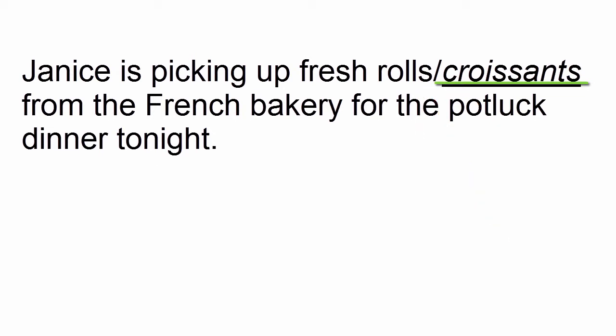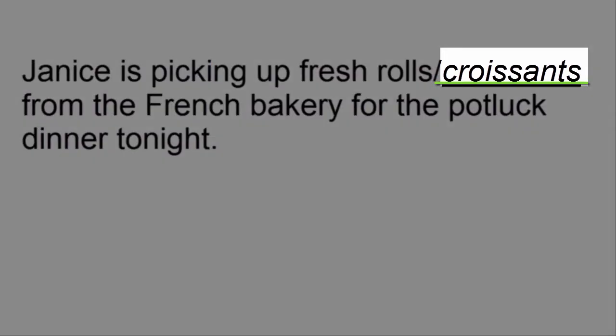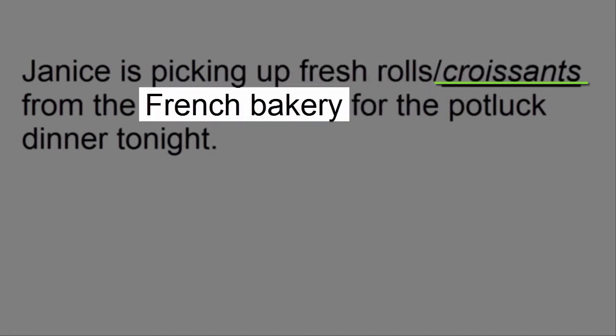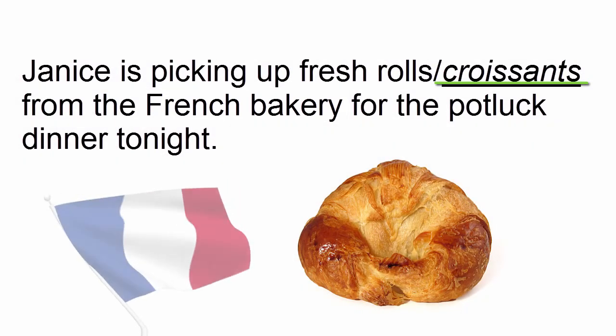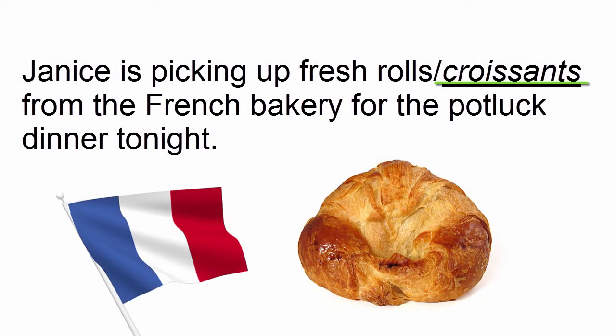Also notice how croissants is italicized. This indicates that it is a word type. The sentence also includes the context clue, French bakery. This helps us see that the word croissants is a foreign word of French origin. After following the steps, we can now safely assume that the word croissants is a French word for a type of roll or bread.